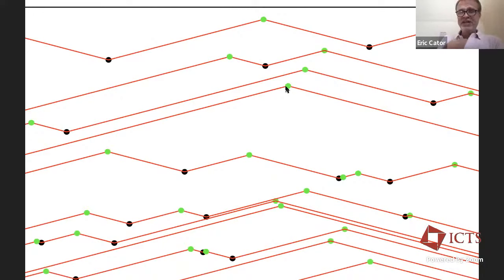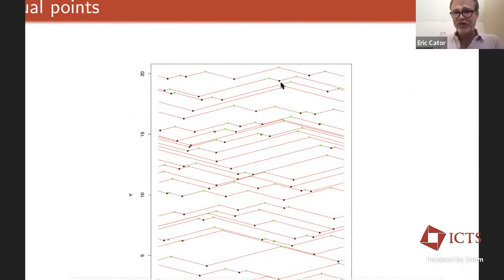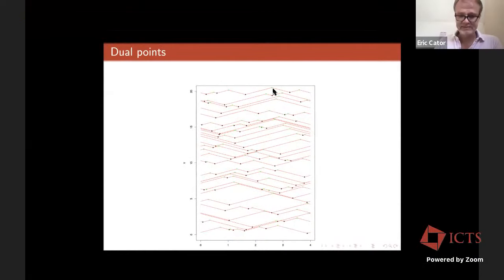And those of you who have seen maybe the Hammersley process or some other interacting particle process, you know what we would like, of course, is that these green points also form a Poisson process. That would be natural if that's the case. And in fact, we want a little bit more than that.